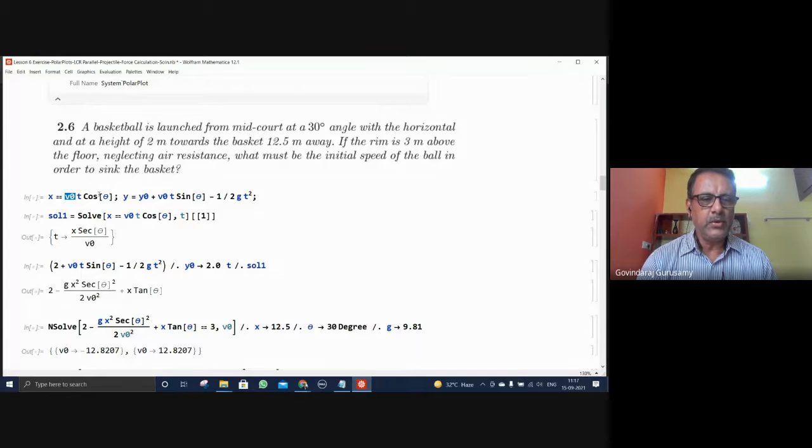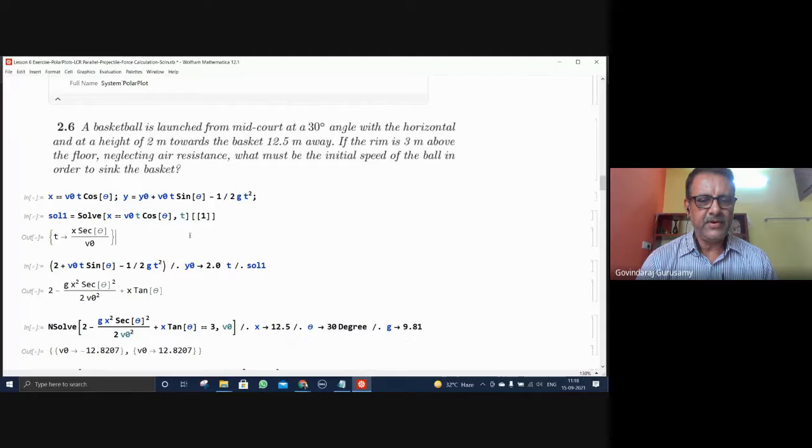But what I can do, if I manipulate this equation carefully, find the t, if I substitute it, I'll get it in terms of x and y. I'm finding t from this equation, substituting into that equation, I'll eliminate the t from this equation. Then X is available, Y is available, V0 is not known. Then if I solve for V0, I can get it.